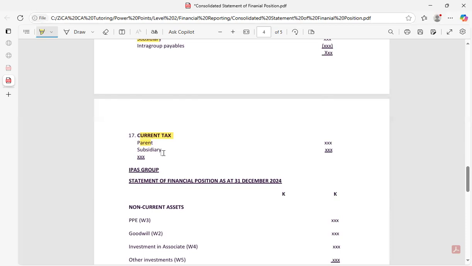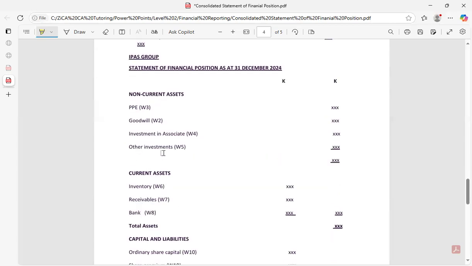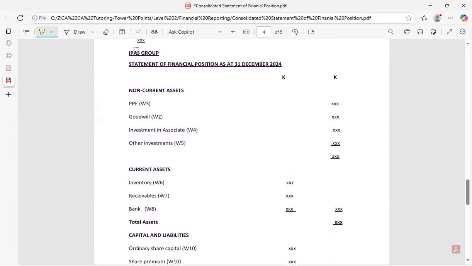Okay, so next, after we've performed these workings, now we can comfortably prepare the statement of financial position. Right, like that, the statement of financial position. Then you've got the two sides there. So the preparation of the statement of financial position is actually very easy when you have carried out the workings. If you've performed these workings, it's very, very easy.